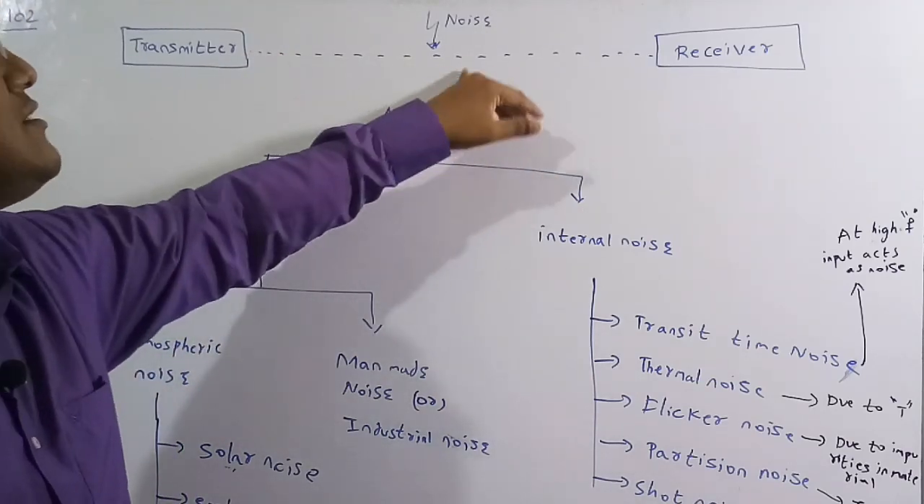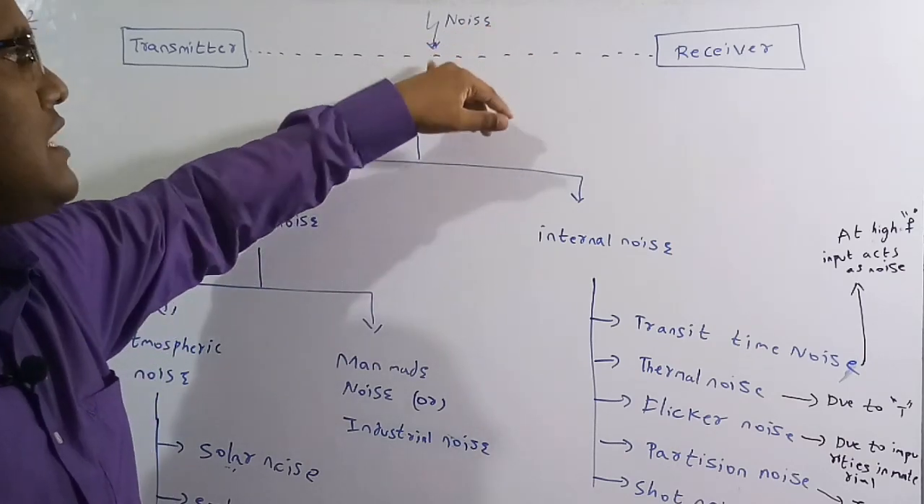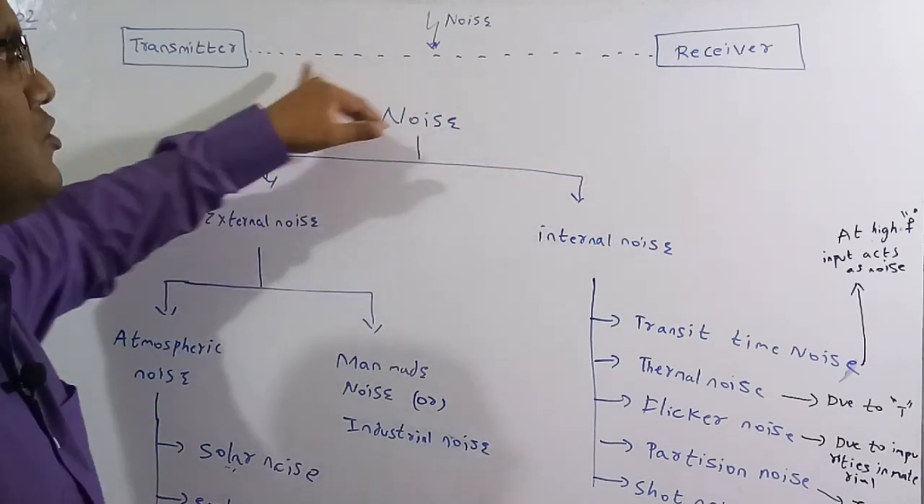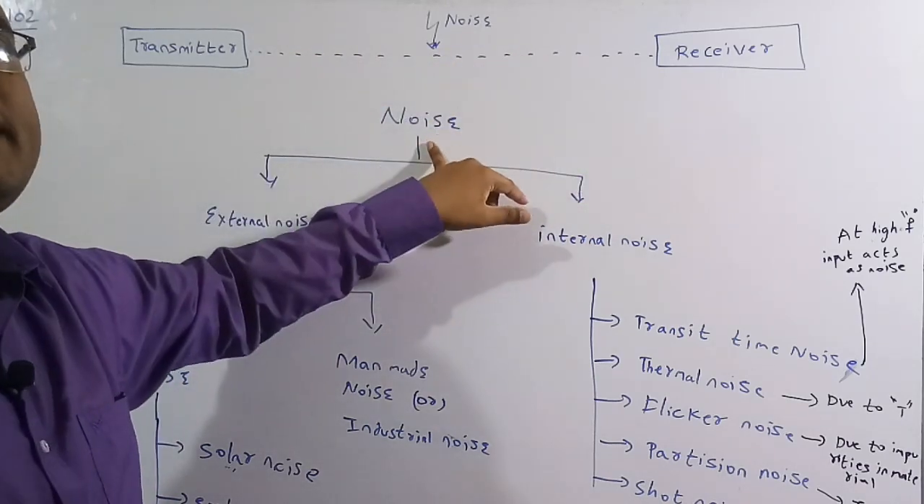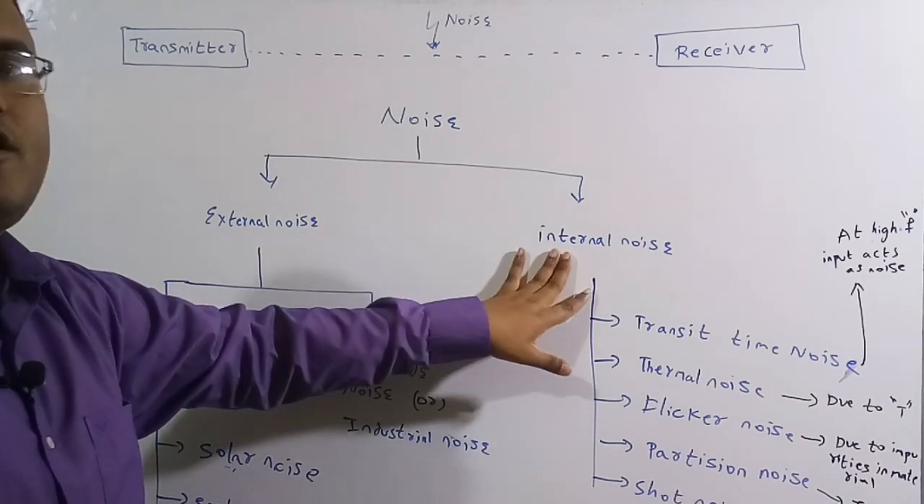This is called a channel. So this is noise. This noise is going to have the highest effect on this channel whenever the signal is transferred in this channel from transmitter to receiver. So basically noise is categorized into two types, which are the external noise and the internal noise.